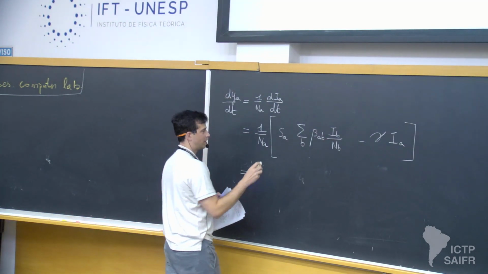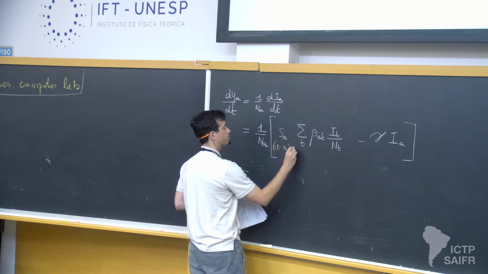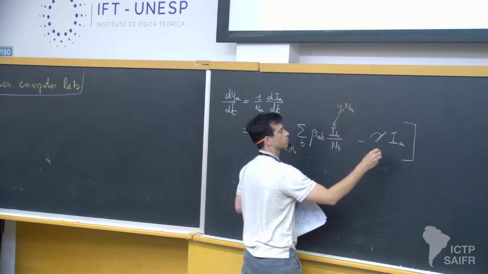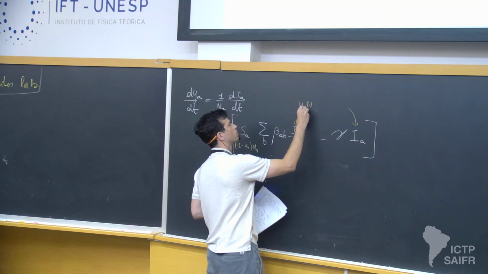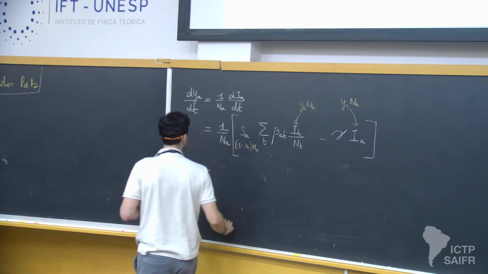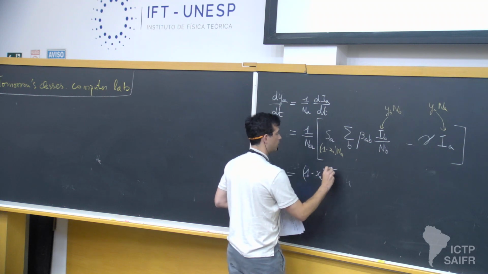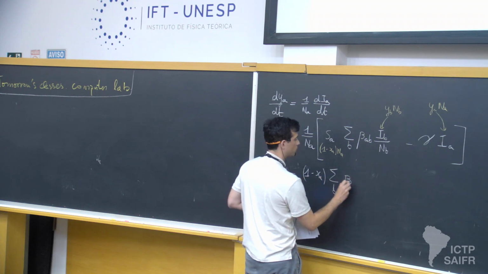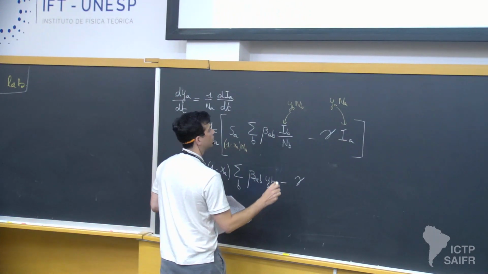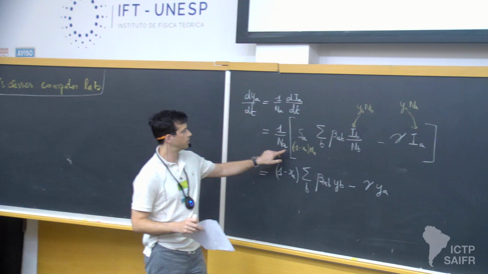If I make the substitution now, S_A is 1 minus X_A times N_A, I_A is Y_A times N_A, and this would be the B's, Y_B times N_B. So I just put them in. So I would get 1 minus X_A, sum over B of beta_AB Y_B, minus gamma Y_A. Right? This one here killed this one and the one over there.